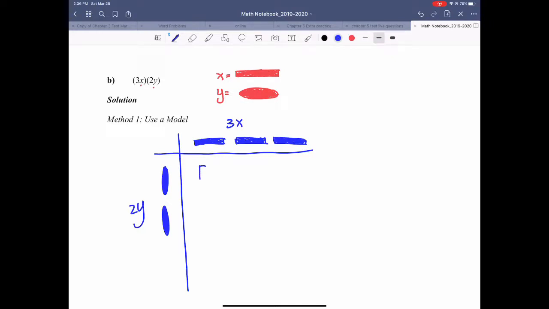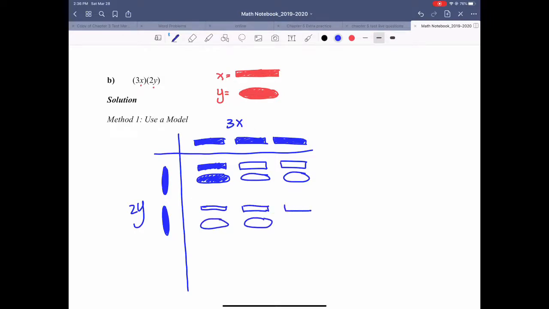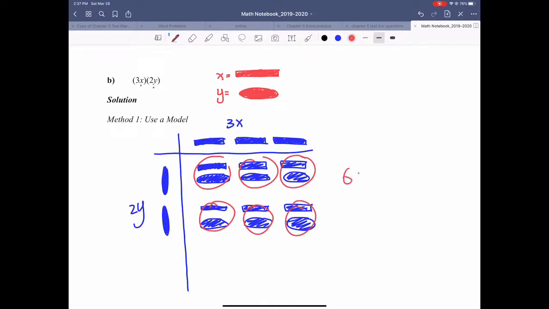So basically, we just combine them together. So you have a rectangle and an oval shape. That basically represents an xy. Okay, x times y. And here you basically have the same thing. Same thing. But I have to fill them all. Okay, fill them all. So how many groups of xy do we have? 1, 2, 3, 4, 5, 6. 6 groups of xy, so 6xy.